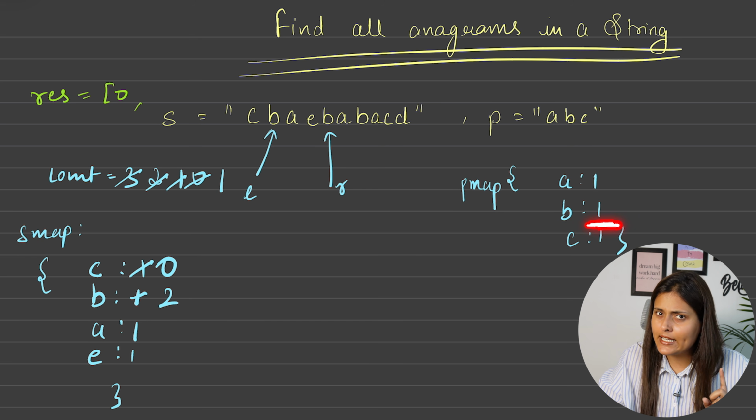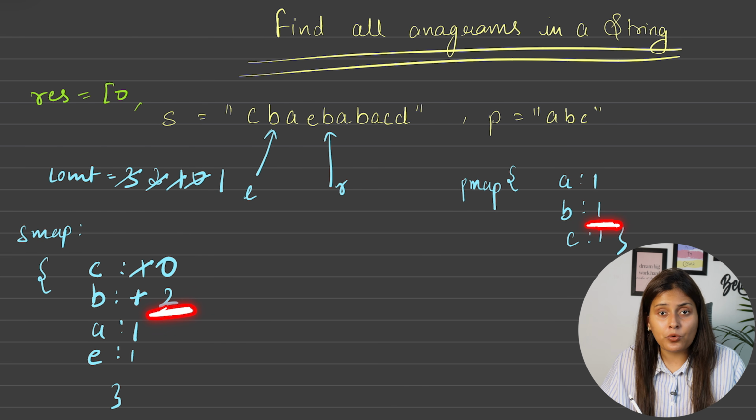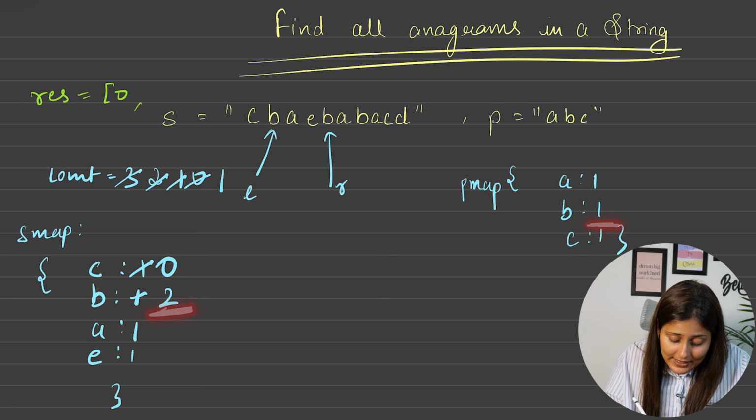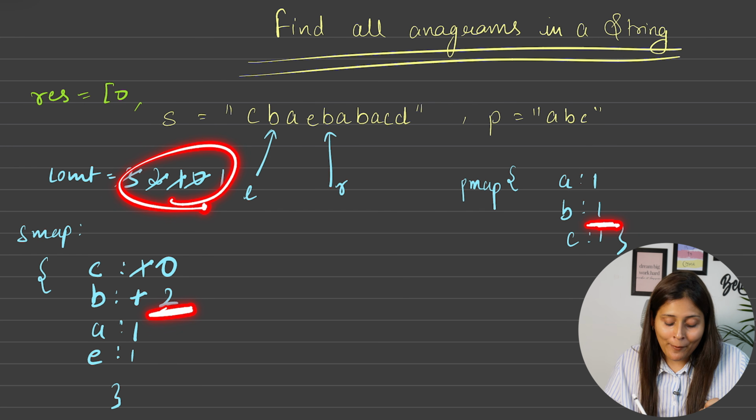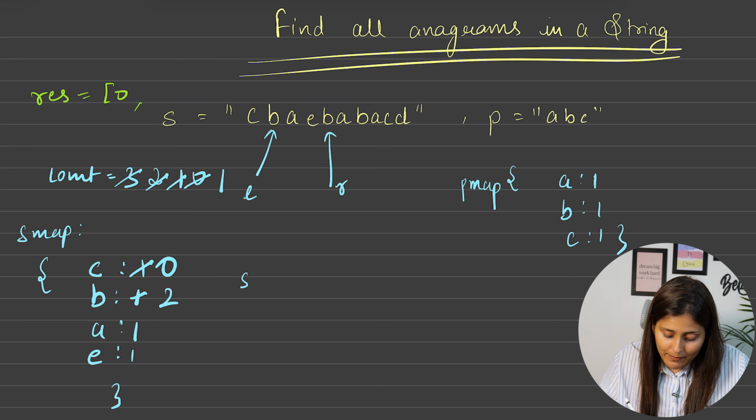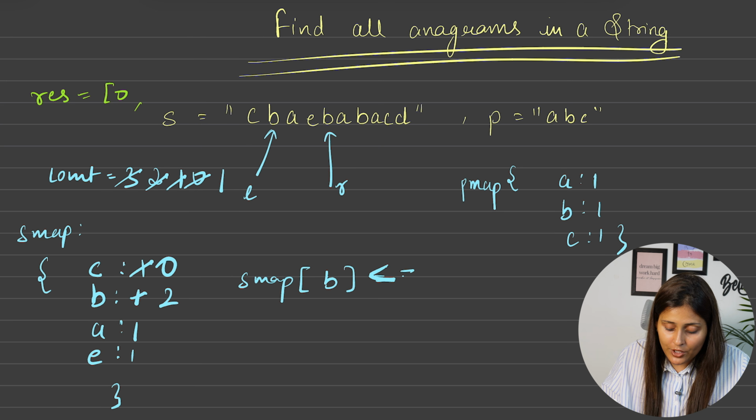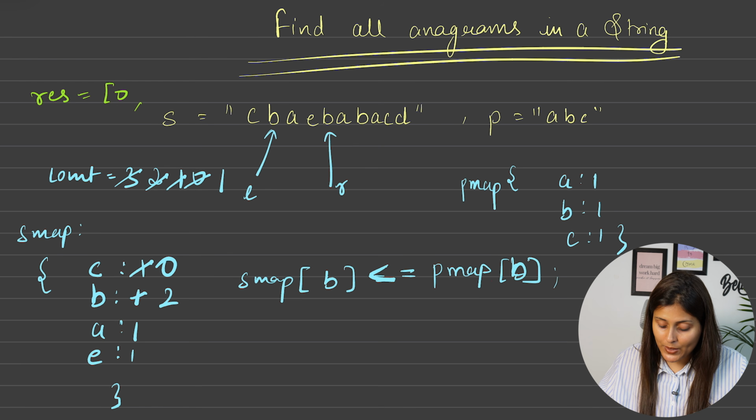Means in this case it says only 1 is required, and here it says I encountered 2, means the second one is not valid. Hence to decrease this count, the common thing is that SMAP's character frequency needs to be less than or equal to PMAP's character frequency. Let's read this together.